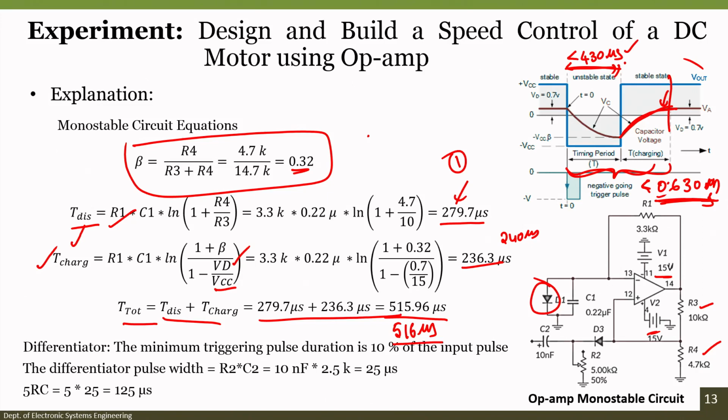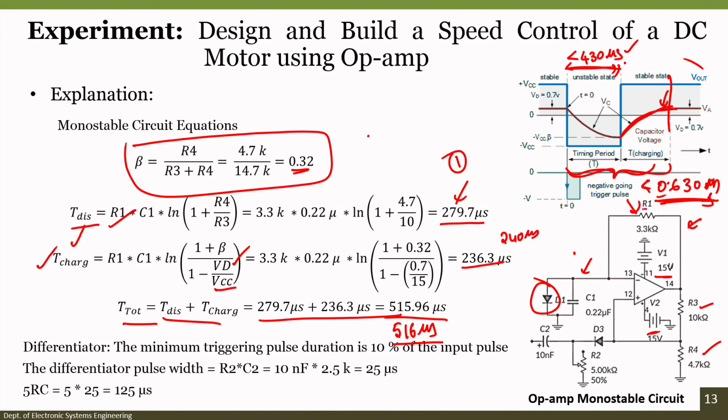So, whatever we have designed, the resistances and capacitance that we have chosen, R1, C1, R3, R4, are good enough not to miss any pulse, which means it can count all the pulses. It will not miss anything. So, the accuracy will be good enough. I hope this is clear.